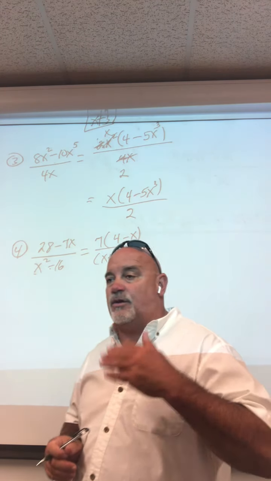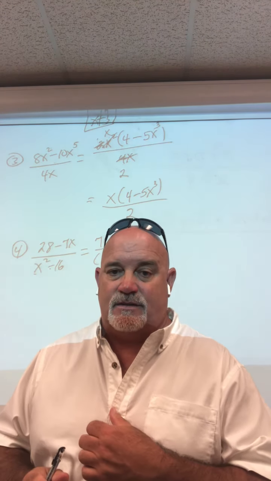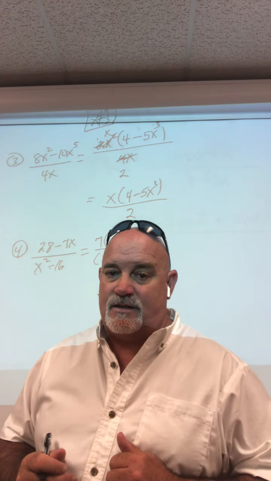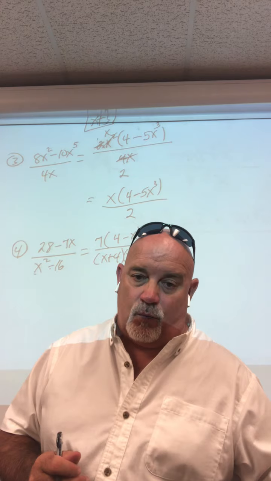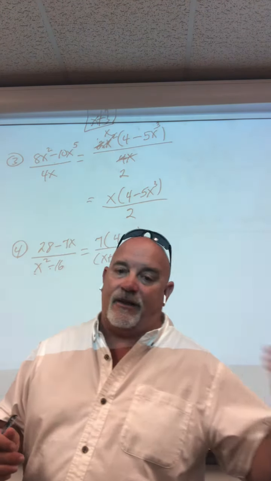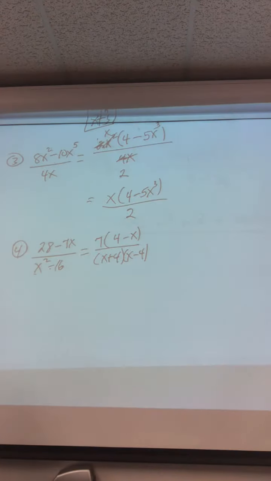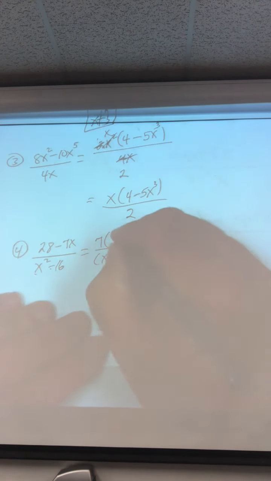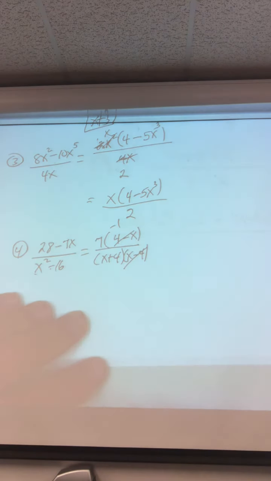Now, can you cancel negative factors? Yes. Can you cancel 7 into negative 7? Yes. When you do, it leaves negative 1. If you divide 3 into negative 3, it's negative 1. So when you divide this into this, it leaves a negative 1.